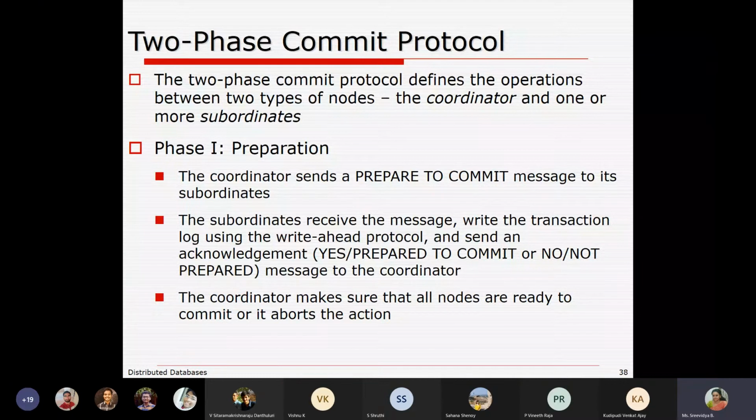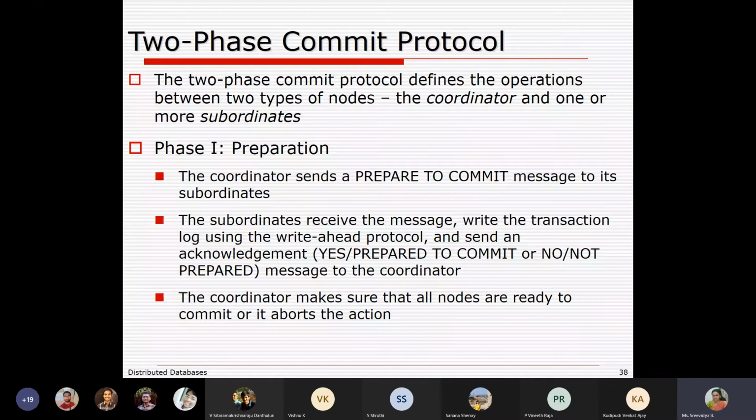So the site at which the transaction processing unit, say for example site D, is starting the transaction, that is referred to as the coordinator, and A, B, C are referred to as the subordinates. Now in phase 1, the coordinator will send a prepare to commit message to all the subordinates. That means you have completed the transactions and you're ready to commit. So that is the message the coordinator is going to send. It is basically a query: are you ready to commit?